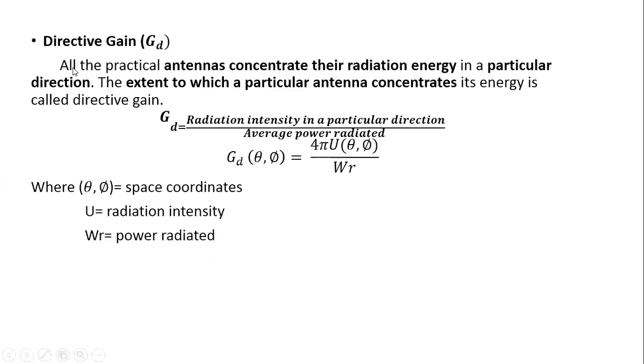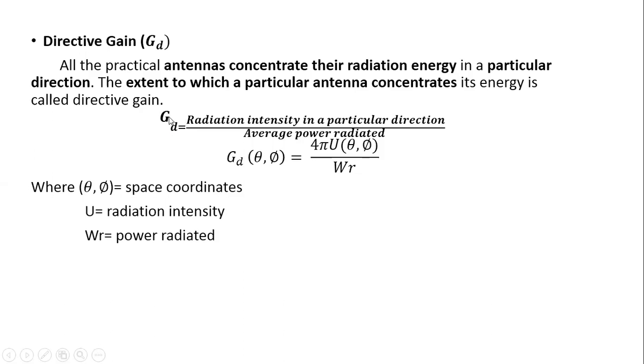Directive gain. All practical antennas concentrate their radiation power in a particular direction, because if they have to go from source to destination, they will concentrate the power in a particular direction. The extent to which a particular antenna concentrates its energy is called directive gain.